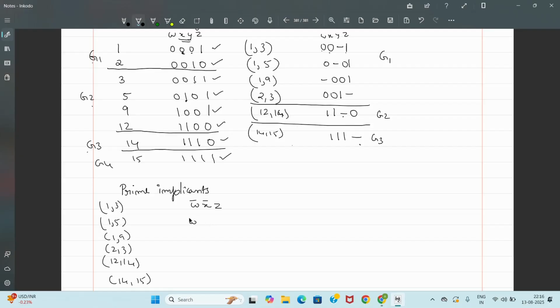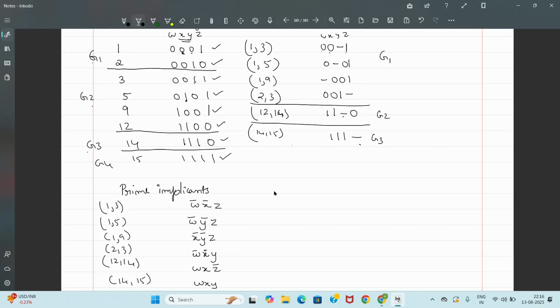Similarly for the next one, it is w bar y bar z. Next is x bar y bar z. W bar x bar y. Then you have w x z bar. The last one is w x y. Okay, so you have all the prime implicants. And how did you get these? Those which are not used in the first table, you have to list here.